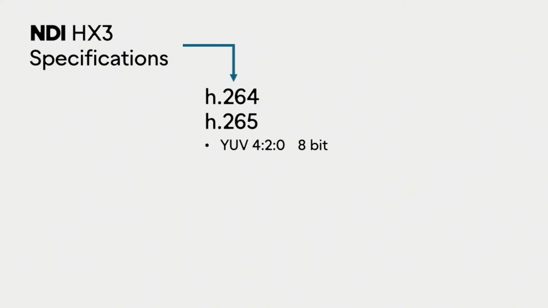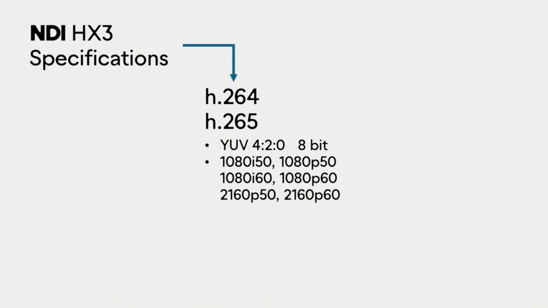And with NDI HX3, we defined the format specification with detailed requirements about bitrate, GOP size, latency, and other aspects. And here is the detailed information about HX version 3. The codec supported can be H.264 or H.265. The color space is YUV 420 chroma subsampling and 8-bit color depth.